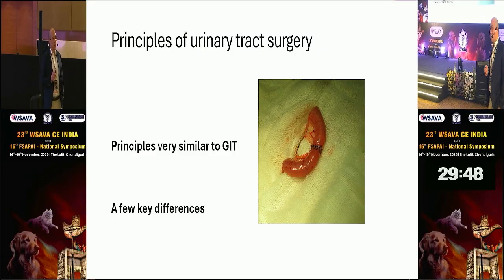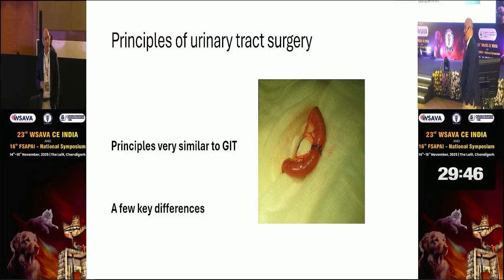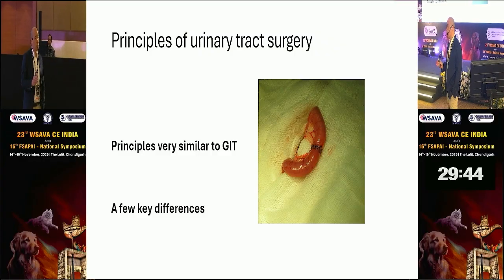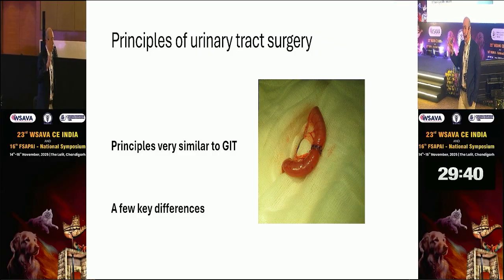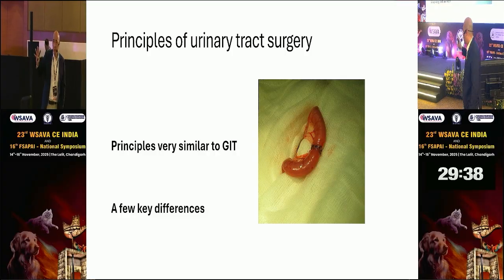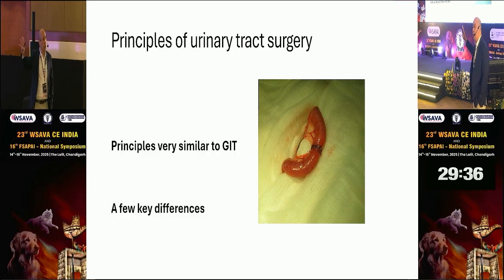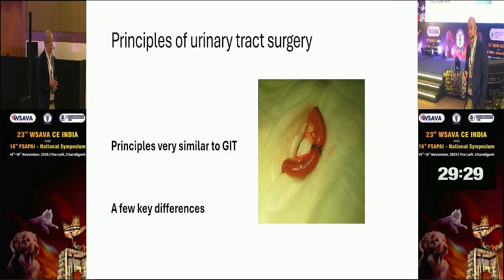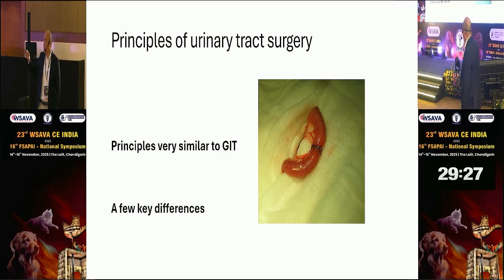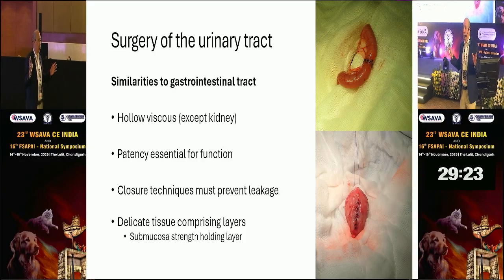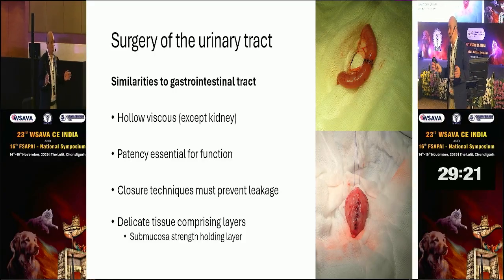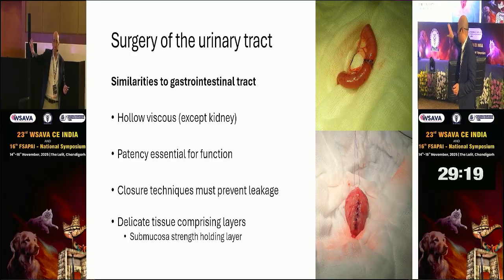So important to recognise, we talked on day 1 about developing competencies. Now, one of the competencies you need for GIT surgery is an airtight, watertight seal, being able to close a viscus with an airtight, watertight seal. And so when it comes to the urinary tract, if you've developed your skills on the GIT, you should be able to transfer those quite readily across to urinary surgery. Few differences though. So similarities is that most of the organs we're dealing with in the urinary tract are hollow organs, much like the GIT.